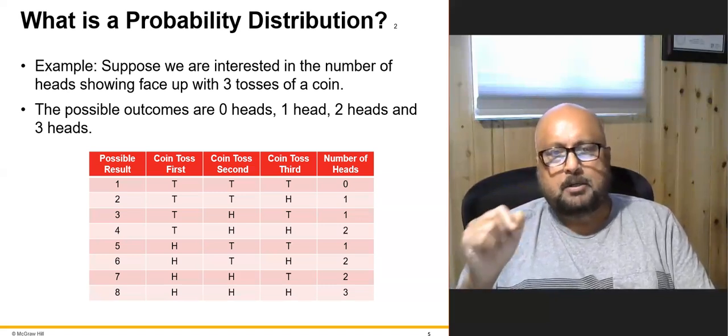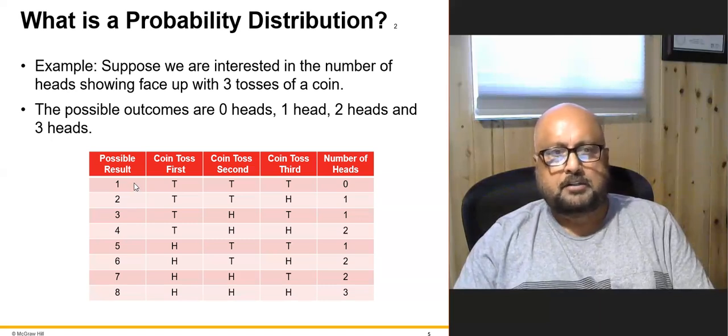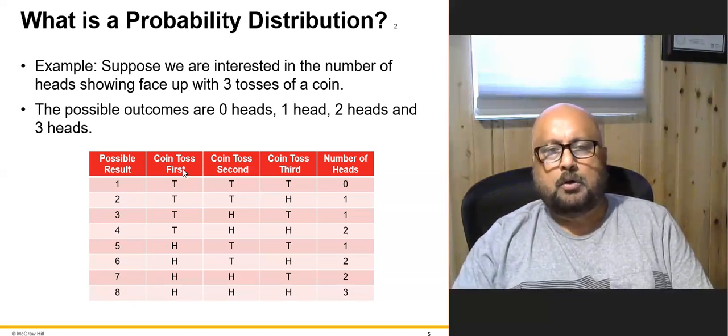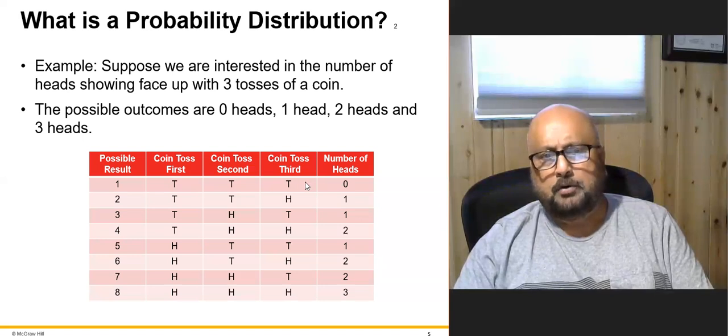This table shows the possible results. You did it 8 times, 1, 2, 3, 4, all the way to 8. T means tail, H means head. The first time you toss the coin, you got tail. Second, also tail, and third one, tail again. How many heads did you get? None. So you put 0 here.